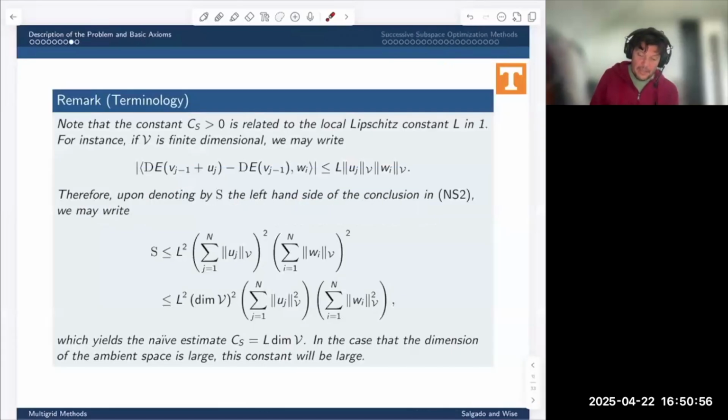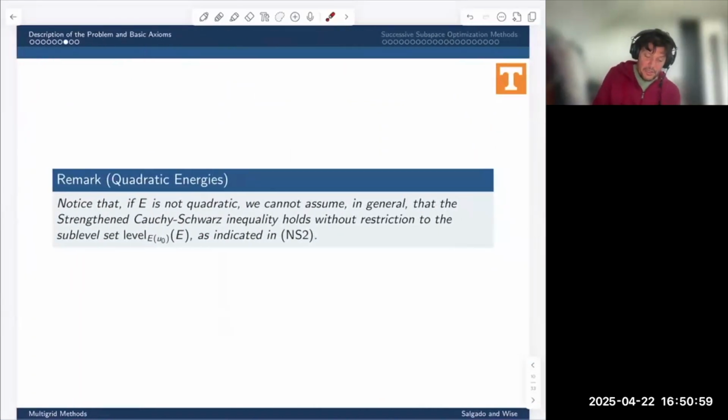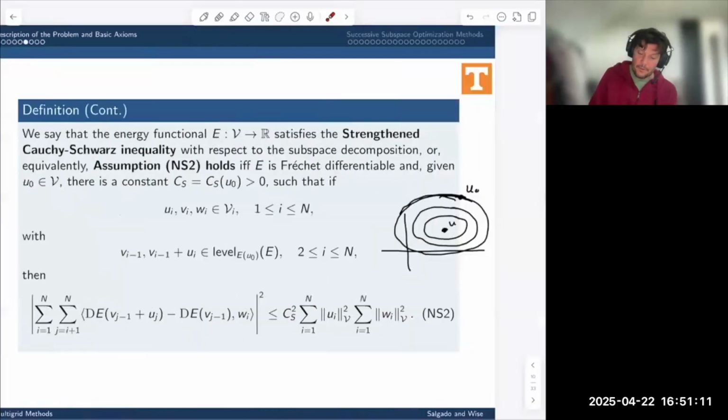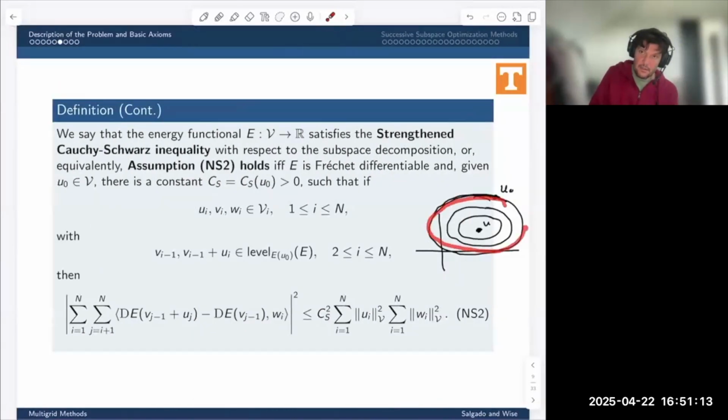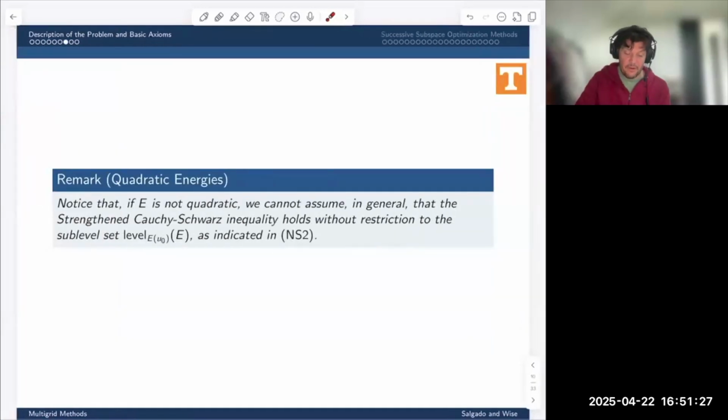Now, as I said, we're always going to need to assume that all of the points that we generate and evaluate stay within this sublevel set of the energy. Okay, stay in this set here. I'm going to prove later on that the algorithm that we use, at least to start with, the successive subspace optimization method, always has this nice property, and that we'll never have to worry that things are going to fall out.